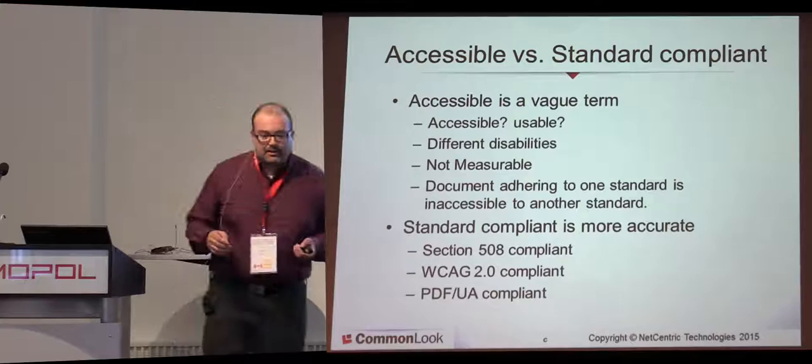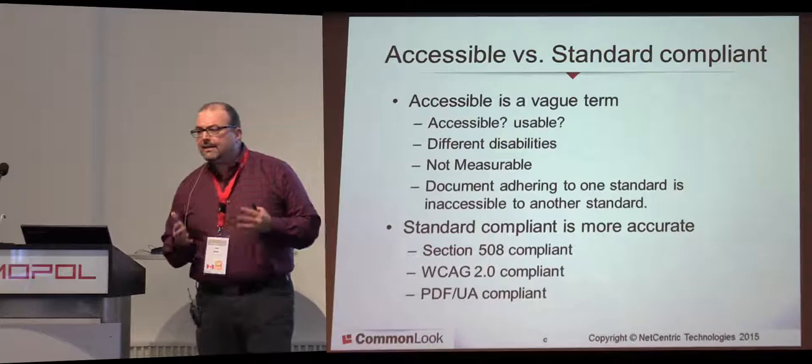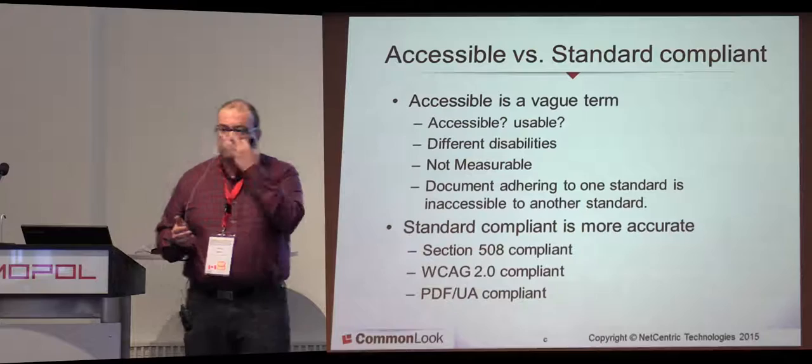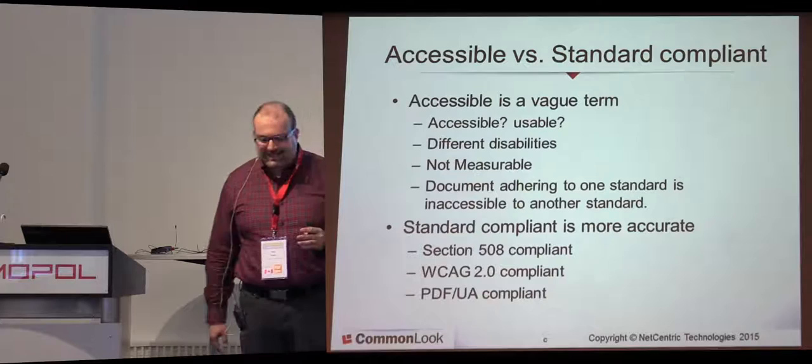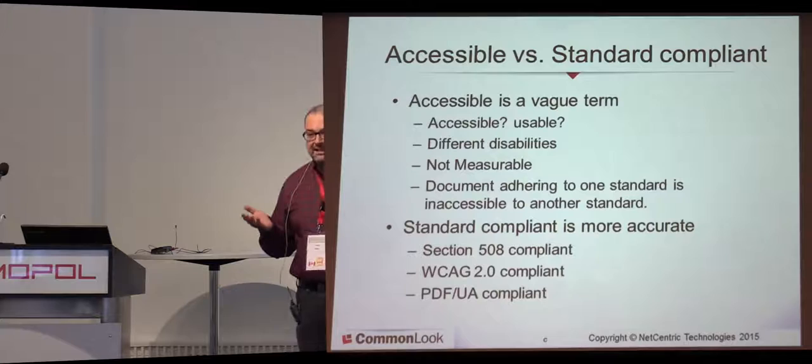We hear the term accessible, but it's really a very vague term, and it means different things to different people. Lots of people use the terms accessibility or accessible and usable interchangeably, when actually they may not necessarily be the same. So what does it mean for a document to be accessible?